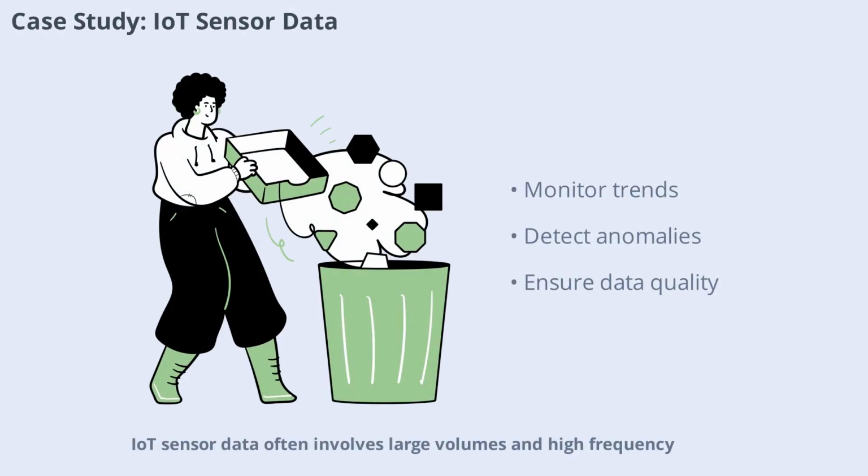IoT sensor data often involves large volumes and high frequency. EDA helps you detect anomalies, monitor trends, and ensure data quality. Techniques like time series plots and anomaly detection algorithms are especially useful in this context, supporting predictive maintenance and operational efficiency.